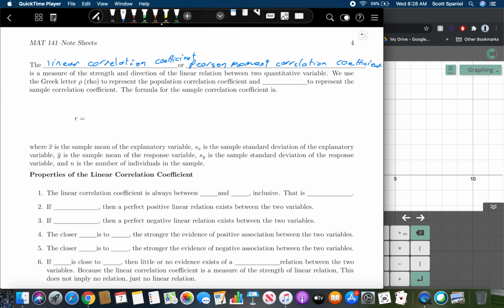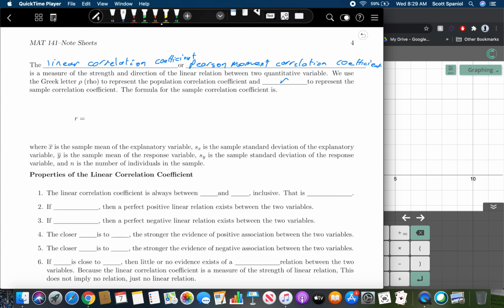So this is a measure of strength and direction of linear relationships between two quantities. And I'm going to give you the formula here, but in no way do you need to know this formula. We're not actually going to use it. But we use the Greek letter rho, which is kind of an italicized P, to represent the population correlation coefficient, and lowercase r to represent the sample correlation coefficient.